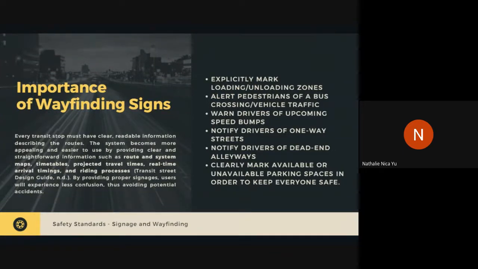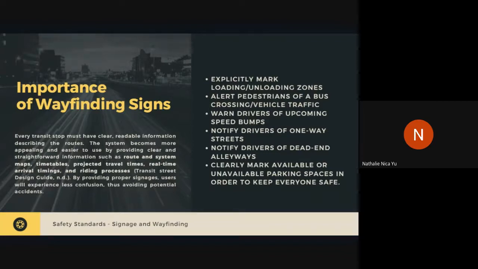So, the importance of wayfinding signs. Every transit stop must have clear, readable information describing the routes. Now the system becomes more appealing and easier to use by providing clear and straightforward information, such as route and system maps, timetables, projected travel times, real-time arrival timings, and riding processes. So by providing proper signages, users will experience less confusion, thus avoiding potential accidents.